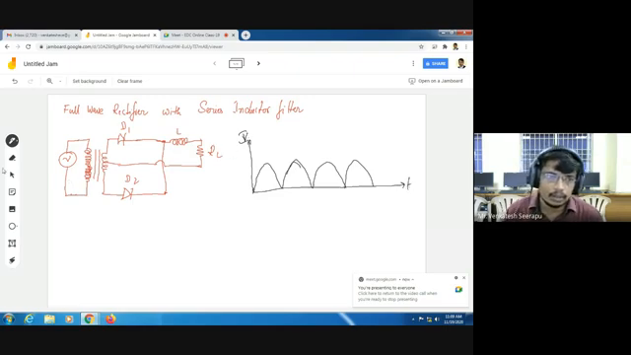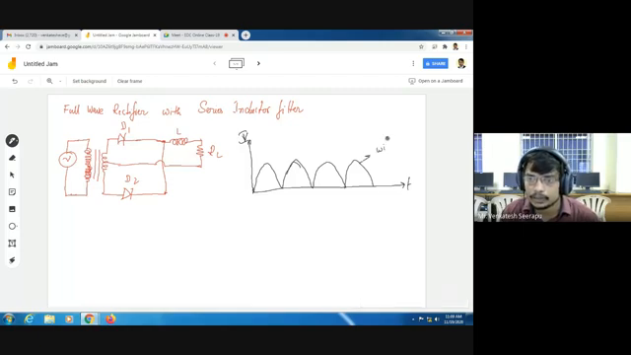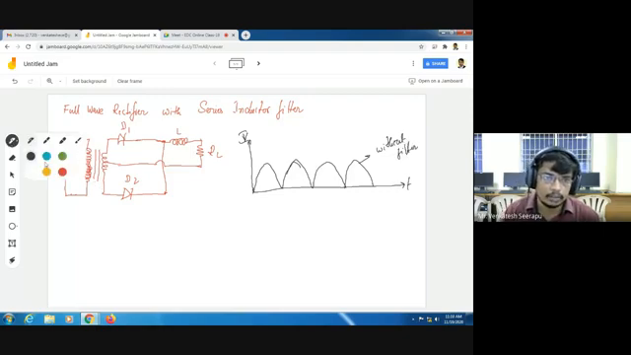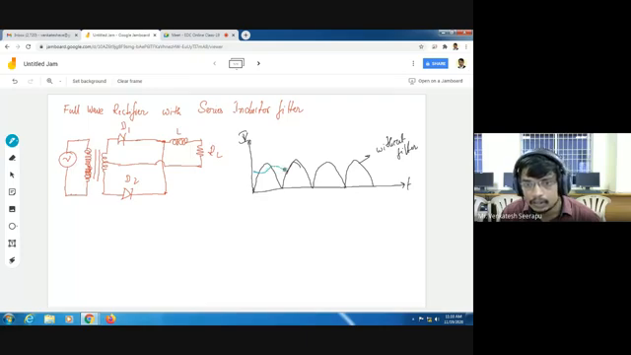So here let us consider it is voltage or current, whatever it may be, current, and it is against time t. So it is the full wave rectifier output without filter. If I am using a series inductor filter, the output waveform becomes like this. When our series inductor filter is connected, we are getting an output waveform like this. It is the output waveform of a full wave rectifier with series inductor filter.